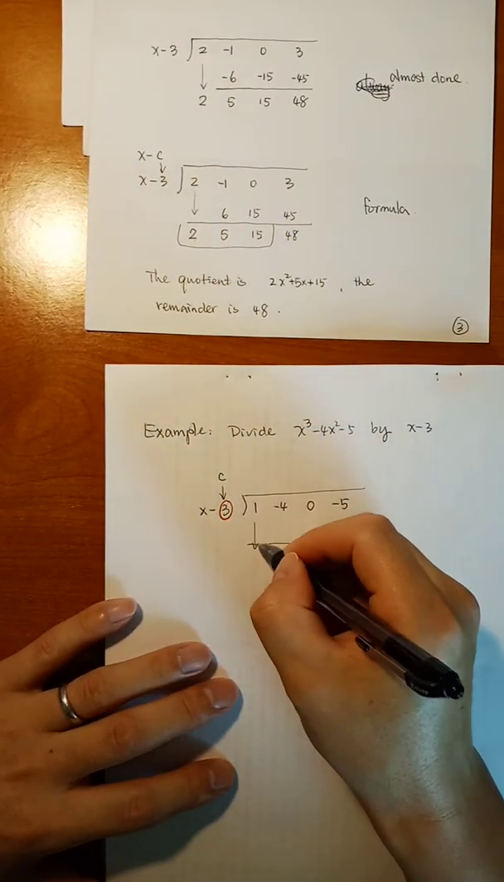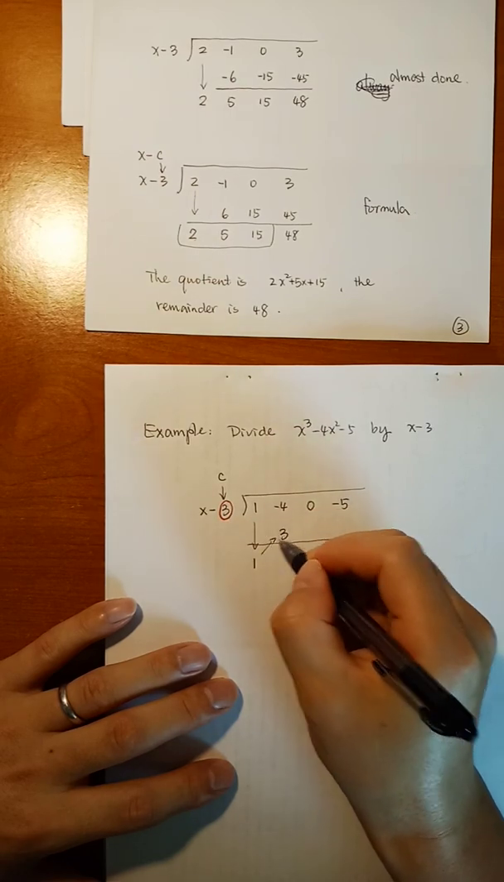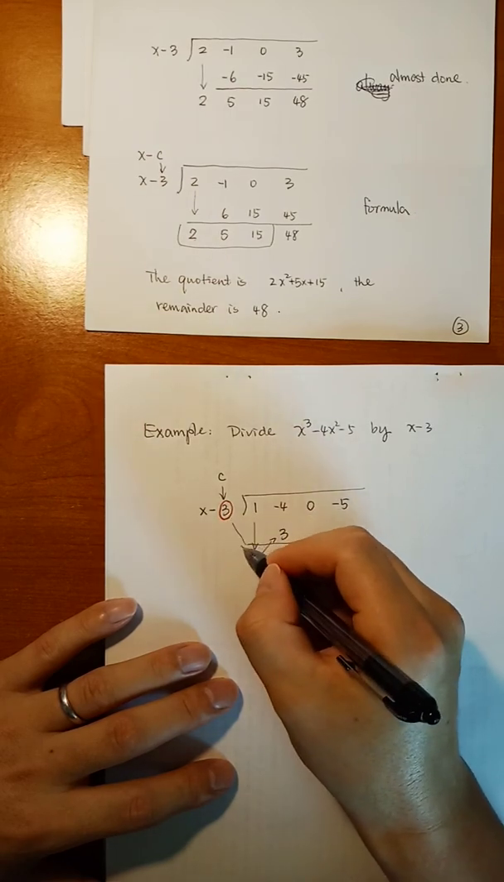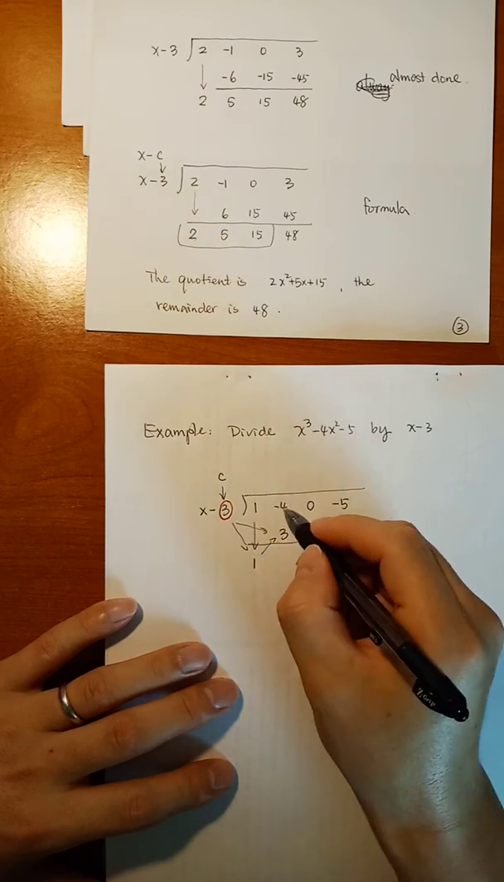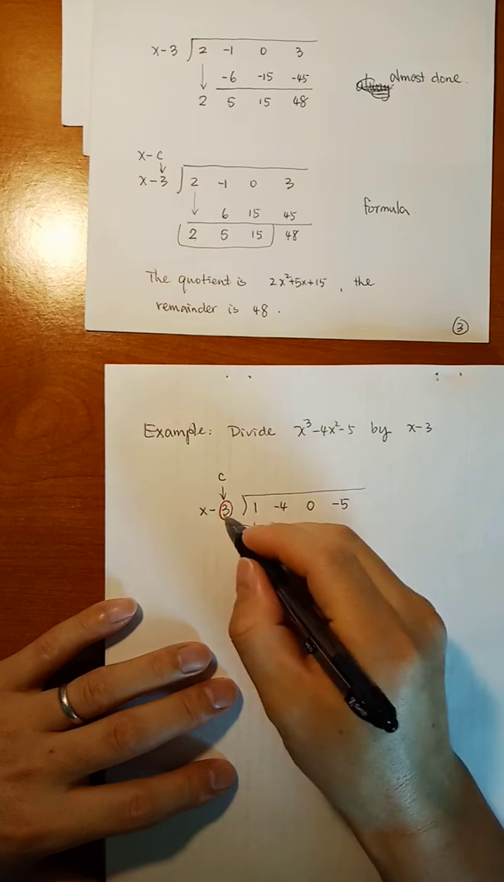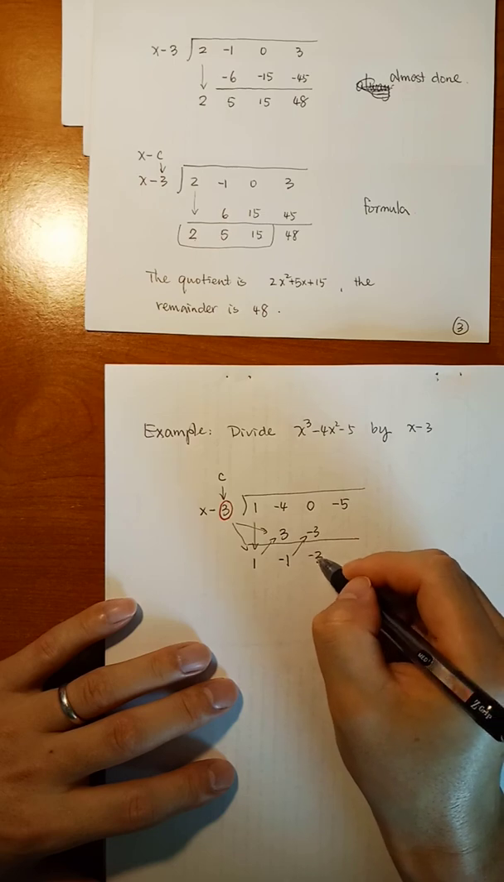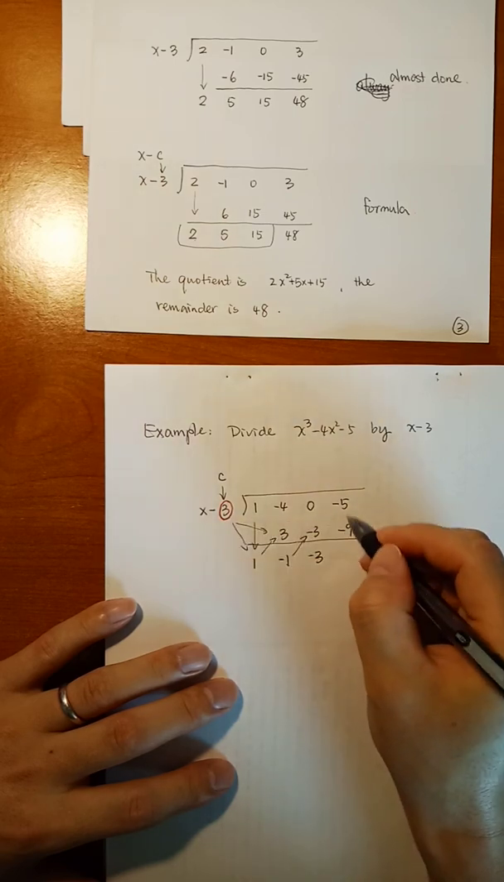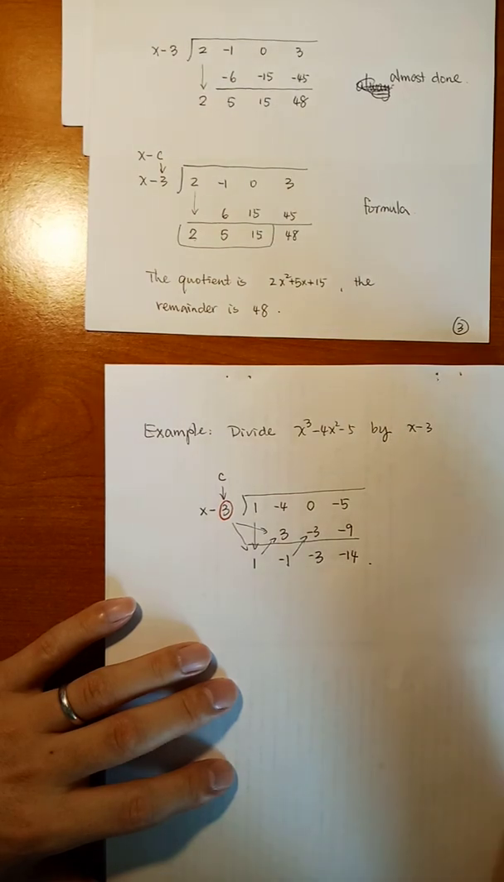Now let's check. First, you move this 1 down, and 1 times 3 is 3. So this is a product. Negative 4 plus 3 is negative 1. And then negative 1 times 3 is negative 3. 0 plus negative 3 is negative 3. Negative 3 times 3 is negative 9. Negative 5 plus negative 9 is negative 14.